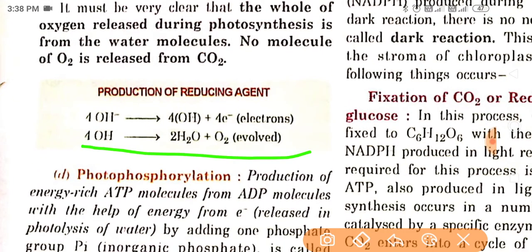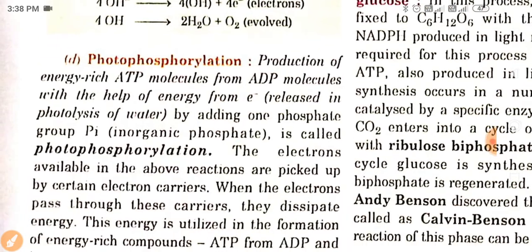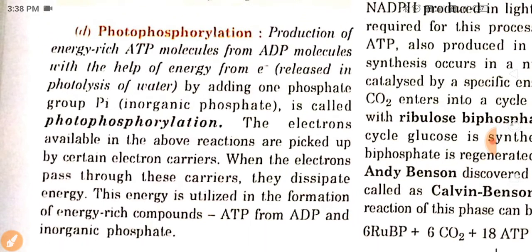Then there is production of reducing agent. 4 hydroxyl ions release 4 electrons in this process, and then 4 OH change to H2O plus O2, which is evolved. Next phase is photophosphorylation. Production of energy rich ATP molecules from ADP molecules with the help of energy from electrons released in photolysis of water, by adding one phosphate group in organic phosphate, is called photophosphorylation.